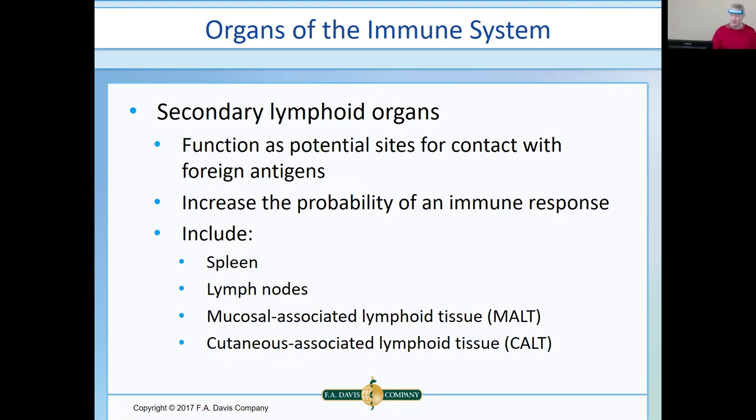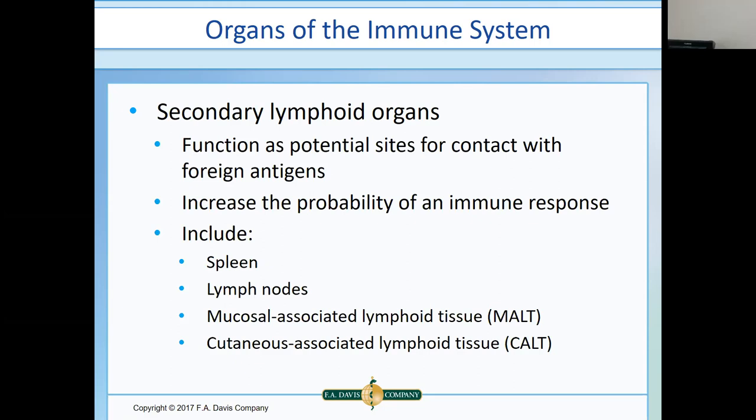Secondary lymphoid tissues or lymphoid organs around your body, maybe you know these, maybe you don't from physiology and anatomy, but we have the spleen, okay? We've got lymph nodes, we just talked about those. Then we have these tissues around our bodies at different places, right? Like I said, these need to be in strategic places in your body, and they are. So they function as a potential site for the contact of the foreign antigen, and they increase the probability that you get an immune response.